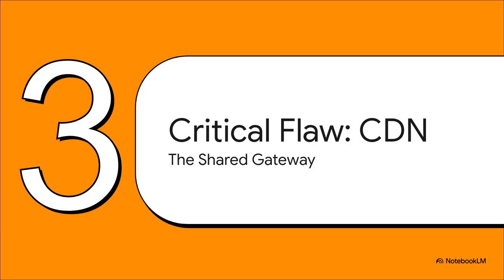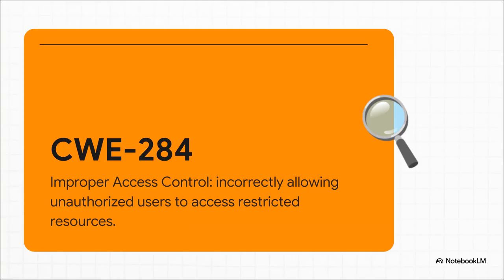Okay, Section 3, Critical Flaw, the CDN proxy. While DRM protects the content keys, the CDN protects the actual encrypted video files and the bandwidth used to serve them. But here we run into CWE 284, improper access control. The platform inadvertently turned its own backend into a shared gateway for the public. This represents Vuln 16, the highest-rated flaw in the report at a 9.3 CVSS.